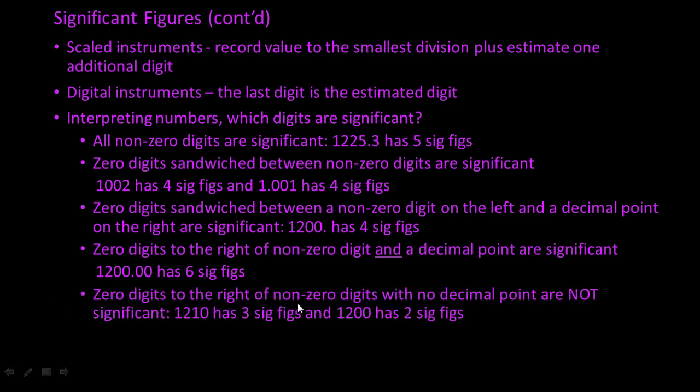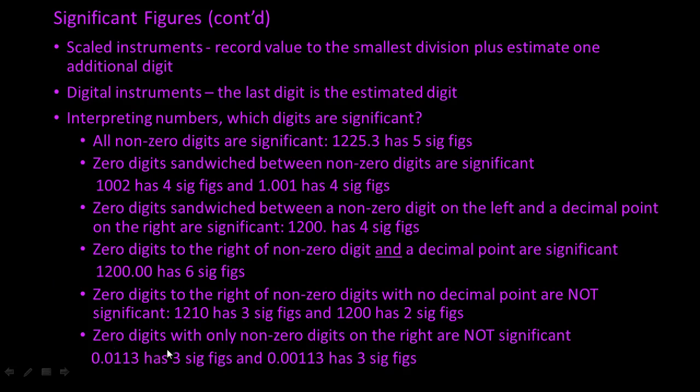Zero digits to the right of non-zero digits with no decimal point are not significant. So, for instance, 1210 has 3 significant figures. This 0 is a placeholder. The 1 in the thousands digit and the 2 in the hundreds digit are certain, and the 1 in the tens digit is estimated. Similarly, as I had covered before, 1,200 without any decimal point has two significant figures. The double zeros here are placeholders. The 2 in the hundreds digit is estimated, and the 1 in the thousands digit is certain.